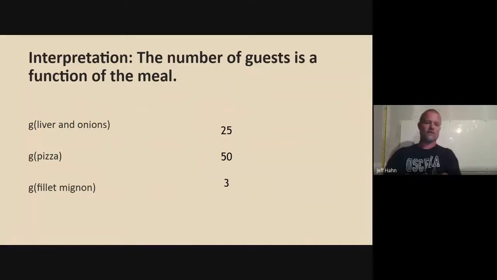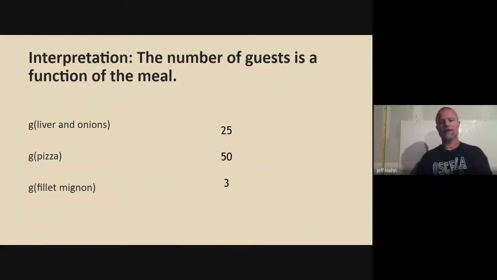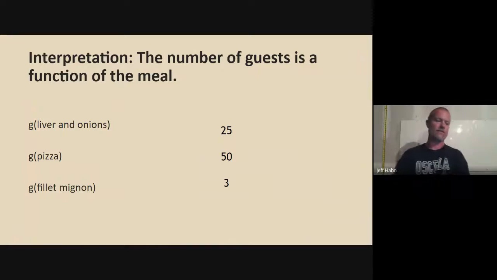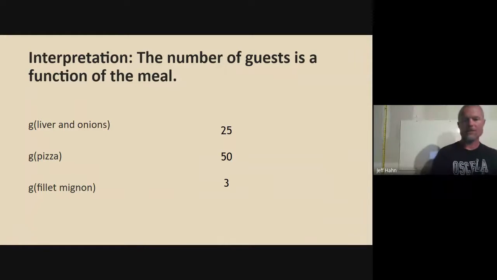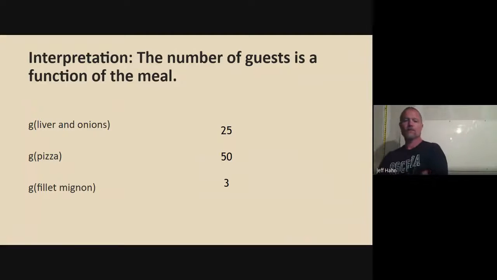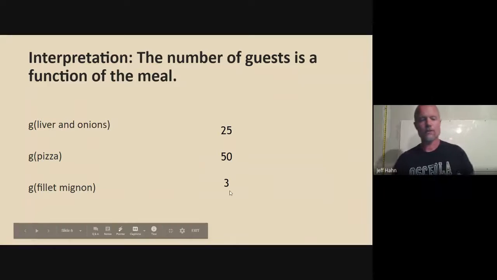So let's just interpret this. Let's see, G of liver and onions, and then over on the right-hand side, we have maybe what that evaluates to: G of pizza and G of filet mignon. So looking at those three different G values on the right, 25, 50, and 3, which of these inputs do you think would go to it?